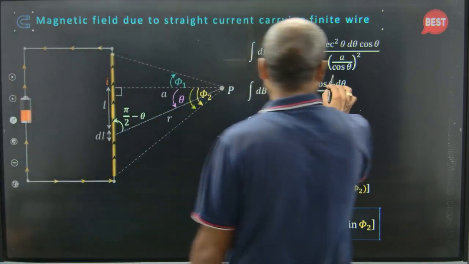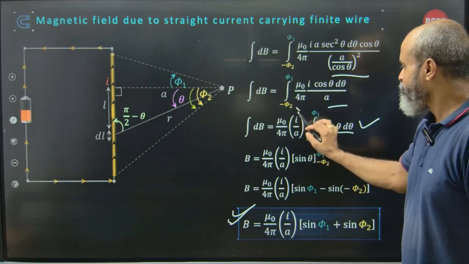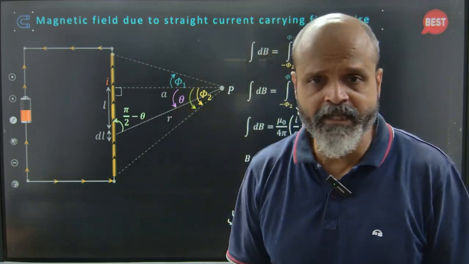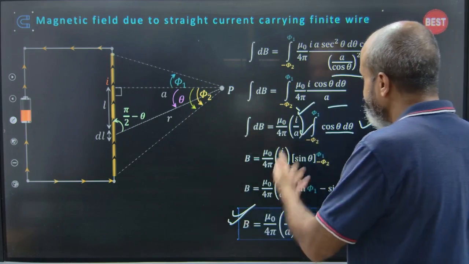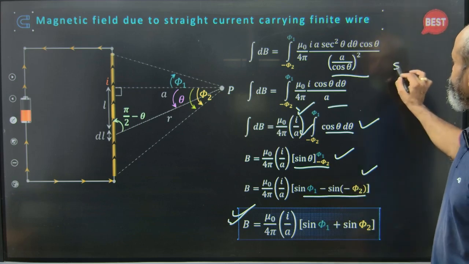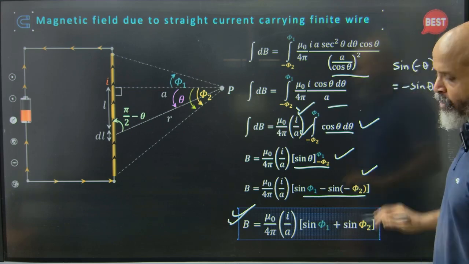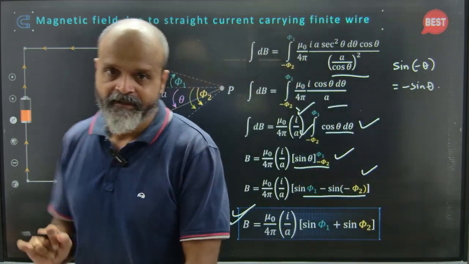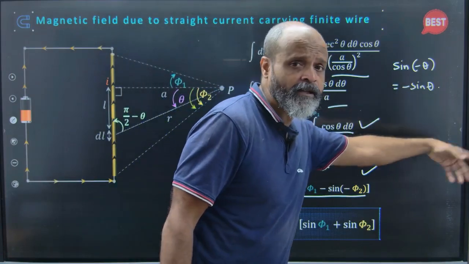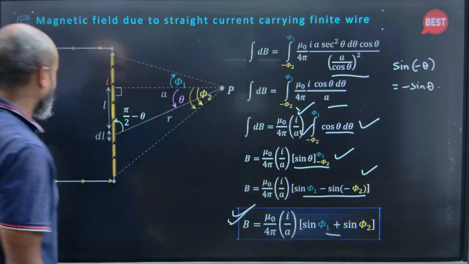This is simple. We are basically cancelling this. All we get is the integration of cos theta d theta. Obviously, I is a constant and this perpendicular distance is a constant, so they will come out of the integration. Anything which is a constant comes out of the integrating terms. So sine theta gives sine phi 1 minus sine of minus phi 2. We know that sine of minus theta is equal to minus sine theta. Only cos has the capability of dissolving a minus, so cos of minus theta is cos theta. All the other trigonometric functions will not be able to dissolve a minus. So this is the final result.